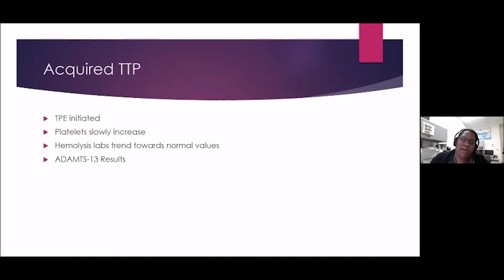So let's look at her ADAMTS13 results. She had 0% activity. But remember, just a few slides ago, her hemoglobin was not bad. I think it was in the 11s or 12s. However, she had an inhibitor, and she also had an antibody.